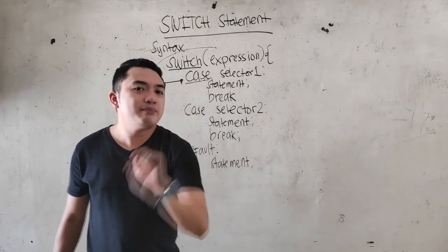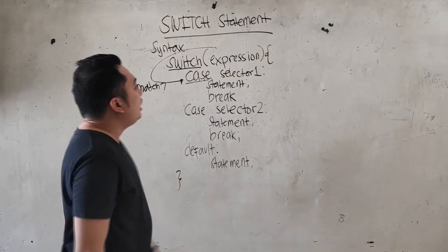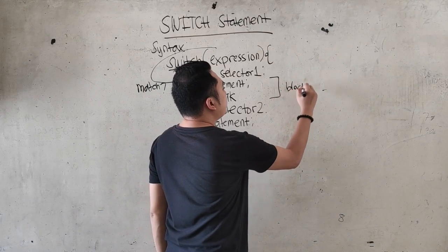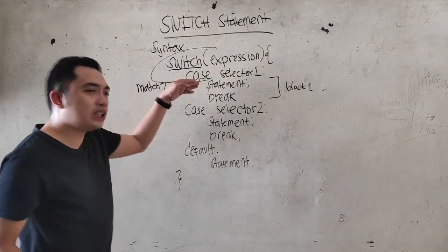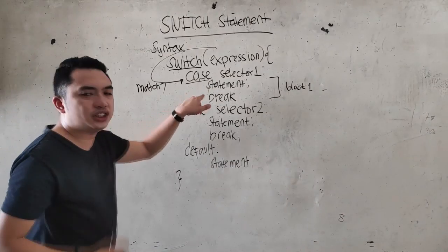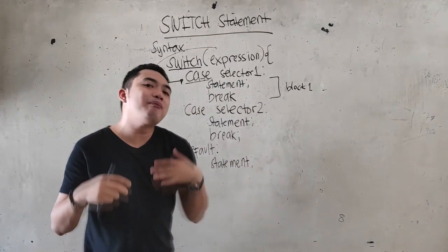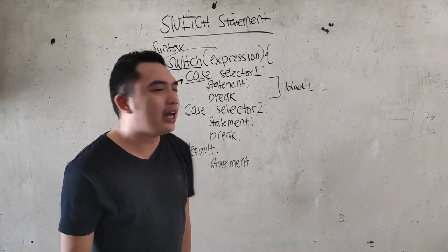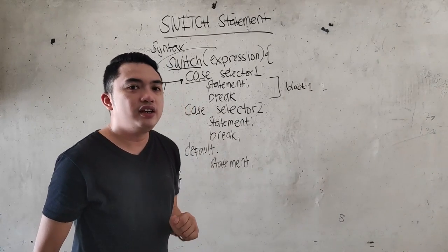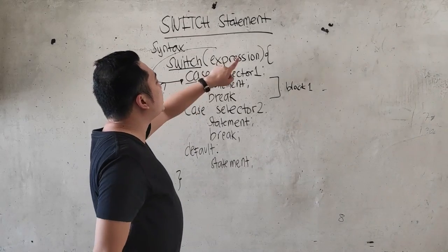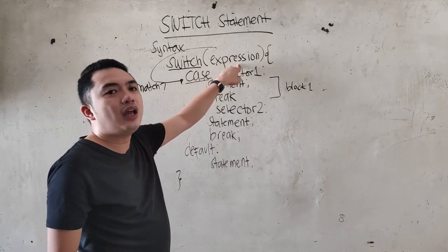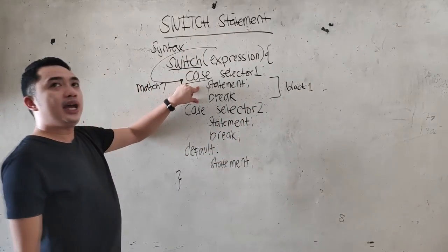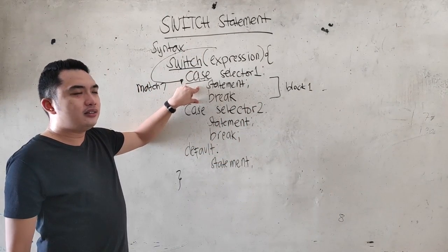If it matches, it will execute the block of statements. We have a statement here and another statement. Let's say, for example, you want to print something, or you want to compute something. It depends on the instruction. So again, if the expression in the switch statement matches selector 1, it will execute the statements below it.